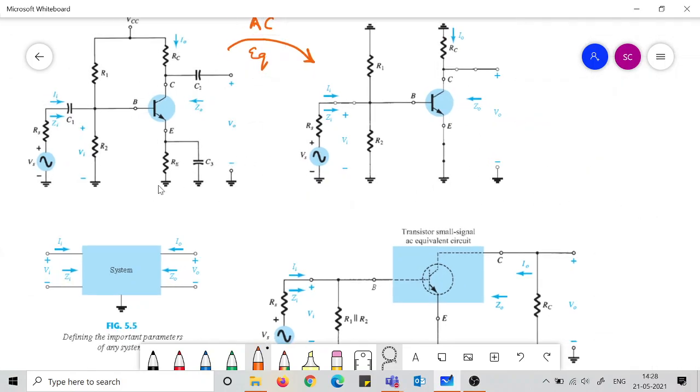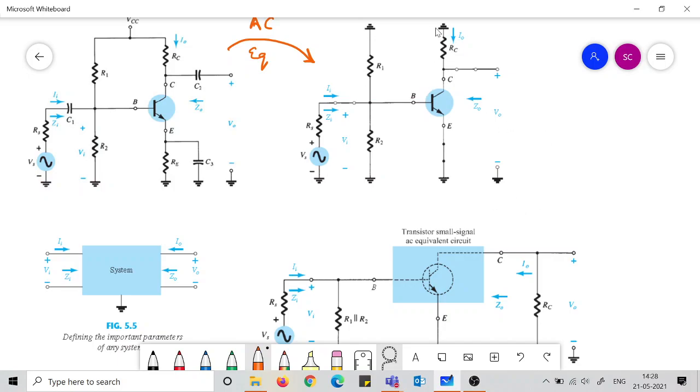Achha, one thing I forgot to mention here, when we have done the AC equivalent circuit, this C has been shorted, CE has been shorted, and since this is now shorting the RE, the RE is not there anymore. Please keep this in mind. So whenever there is a capacitance which is in parallel to a resistance, the entire branch becomes shorted when you are doing the AC analysis.